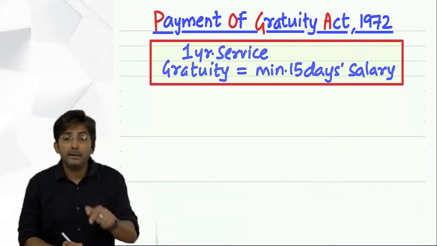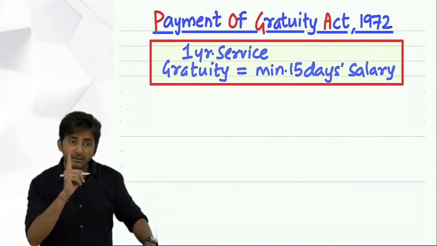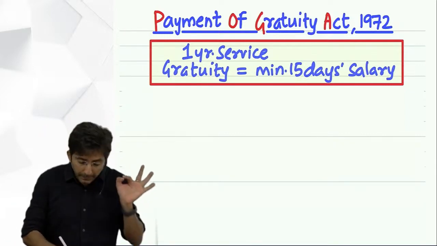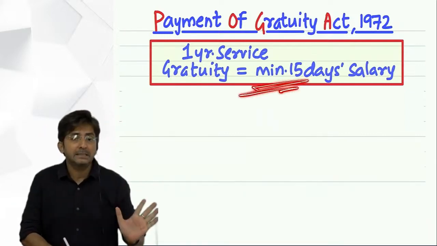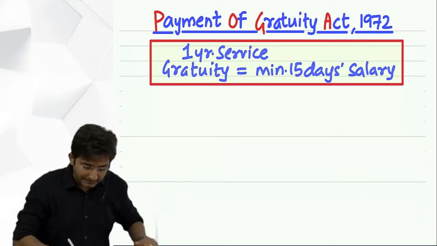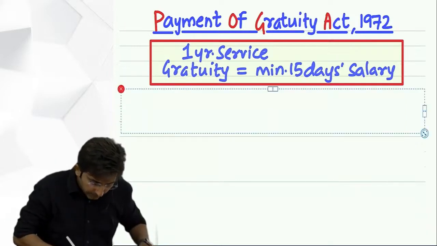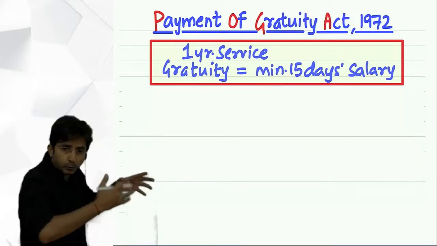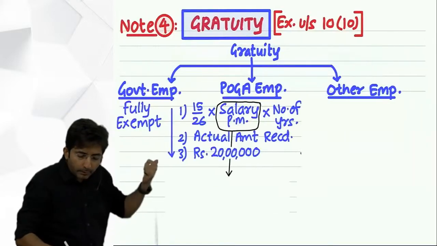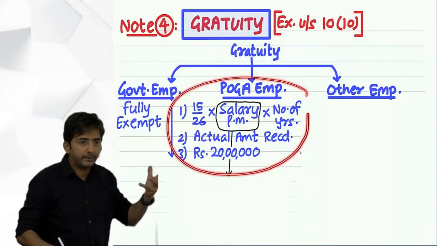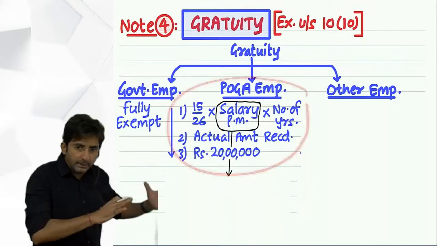Law is made why? So that you don't be so mean and selfish that you don't give anything. You will have to give a minimum of 15 days' salary for his 1 year of service. Okay. Now try this example. See, my target is, through this explanation, slowly I will take you to this formula, and you will realize, oh, this is the logic. Slowly we will reach there.